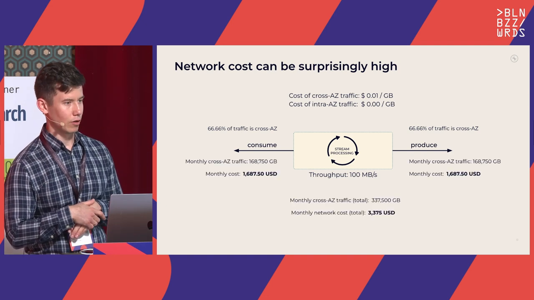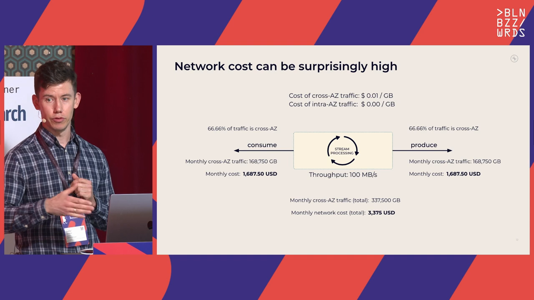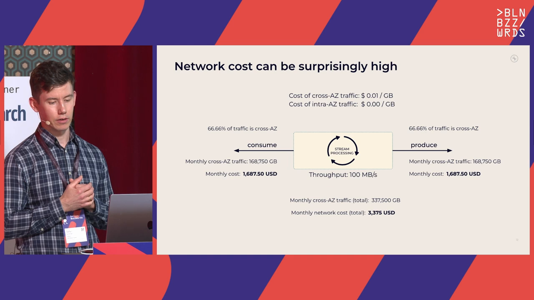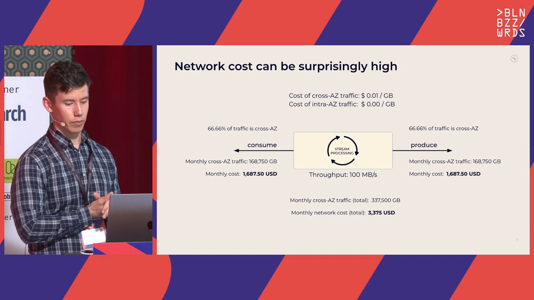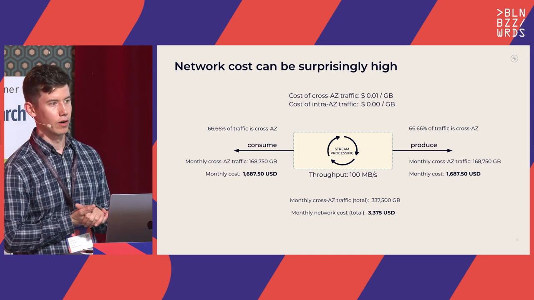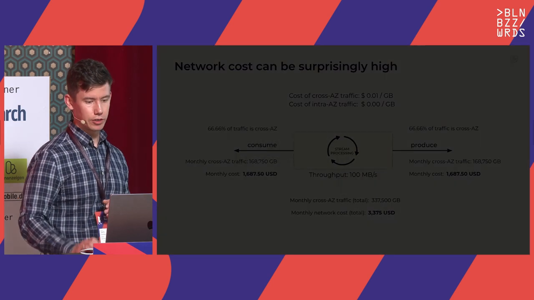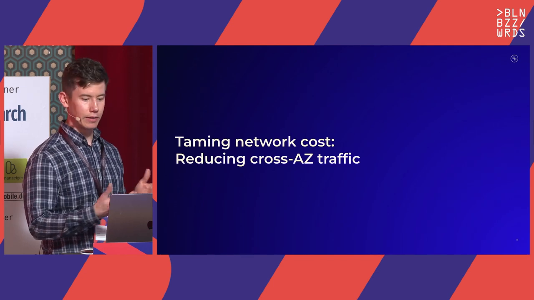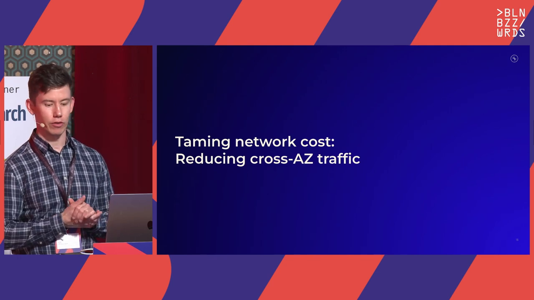If we take a look at the potential cost of this example, we can see that due to the large portion of cross AZ traffic, it will cost us more than $3,000 per month to just run this application. That is just network cost, completely ignoring compute or any other cost driver. So quite high, I would say, for a single application. Let's take a look at a first technique for taming network cost, which is to reduce cross AZ traffic.